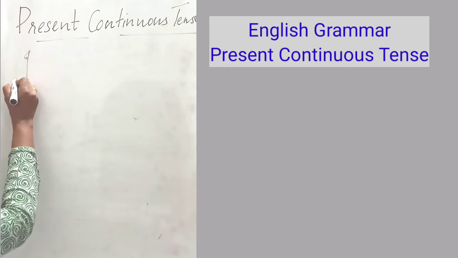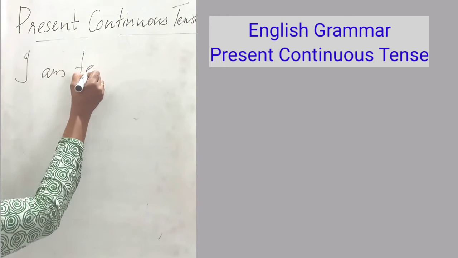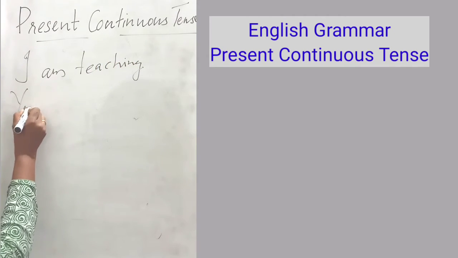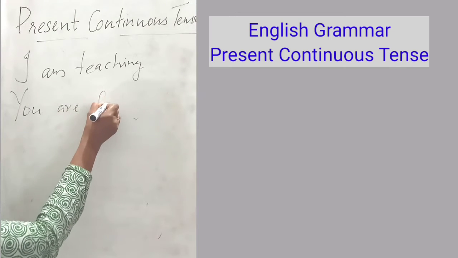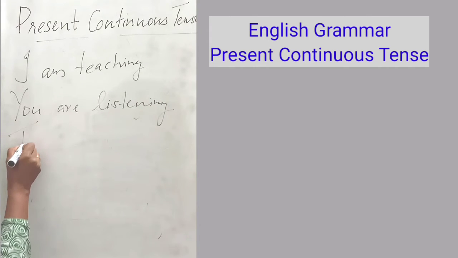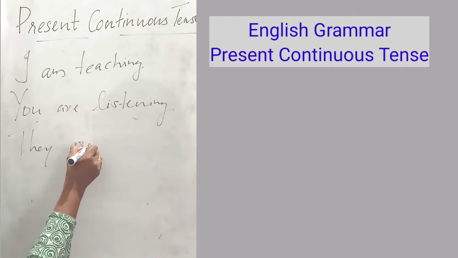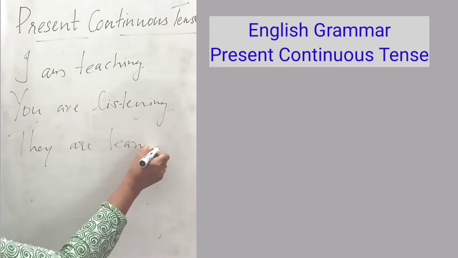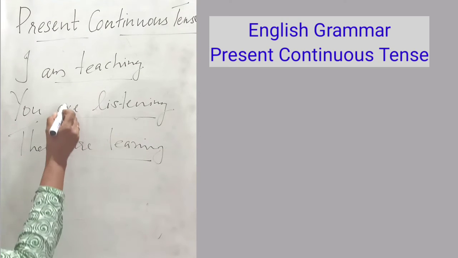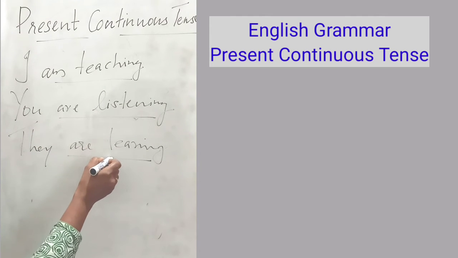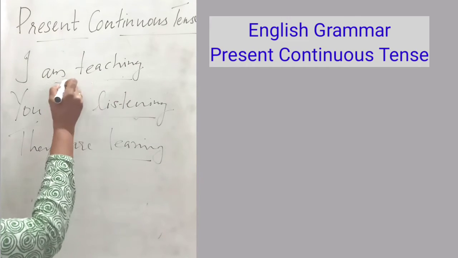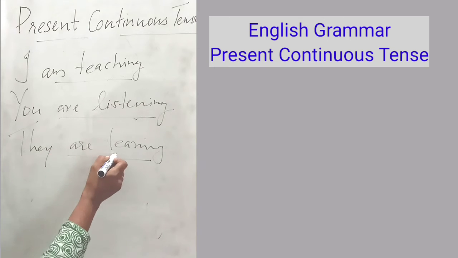I am teaching. You are listening. They are learning. I am teaching, you are listening, they are learning. Is or am plus ing form of the verb. Am plus ing. Am, teach plus ing. Am teaching. I am teaching, you are listening, they are learning.